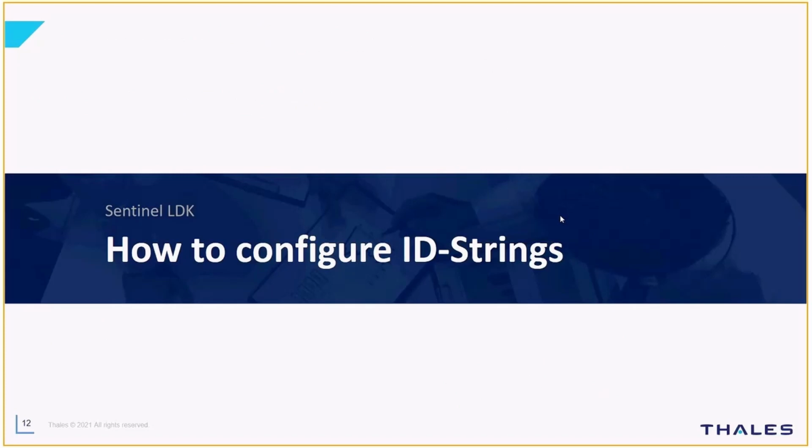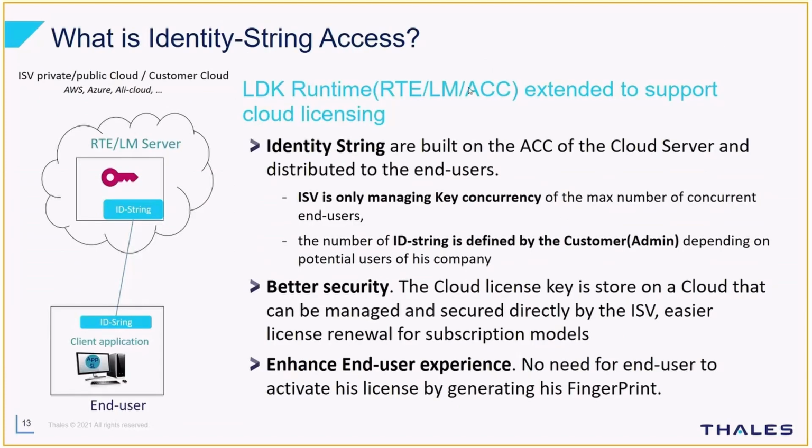Let's now see how to configure the ID strings. The ID strings are configured on the cloud license manager directly on the runtime engine on the ACC. Those ID strings allow you, ISV, to only manage the concurrency and delegate the management of the ID string construction to the admin of the cloud license manager.